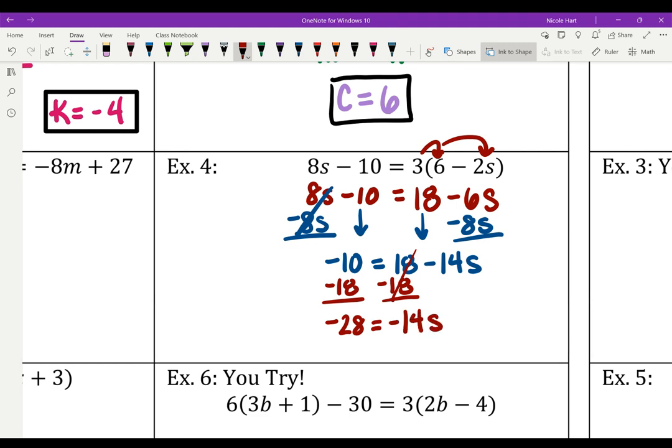And that equals negative 14s. We're going to divide by negative 14, divide by negative 14 to get rid of that. And then negative 28 divided by negative 14, a negative divided by a negative is a positive 2. So 2 is equal to s, or s is equal to 2. And that is our final answer for that one.